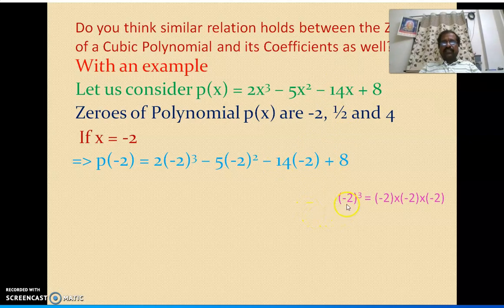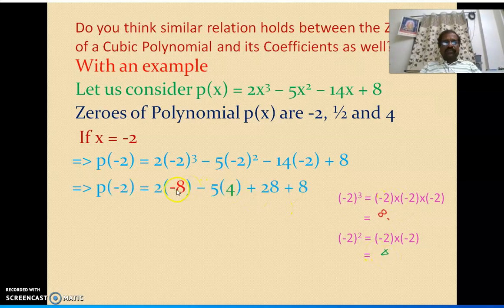Minus 2 cube is minus 2 multiplied 3 times, that is equal to minus 8, and minus 2 whole square means minus 2 multiplied 2 times, that is equal to 4. Now these values are substituted in this equation. So 2 into minus 8, minus 5 into 4, plus minus into minus is plus, 14 into 2 is equal to 28, plus 8.